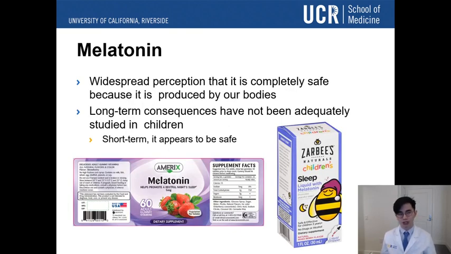So there is a wide perception that over-the-counter melatonin is completely safe because it is naturally produced by our bodies. But there have been very few studies looking at the long-term consequences, especially in children. In the short term, it appears to be safe, and that's why you see it in available preparations in pharmacies and supermarkets. But the long-term consequences of using melatonin day in and day out for years on end have really not been studied well in children.